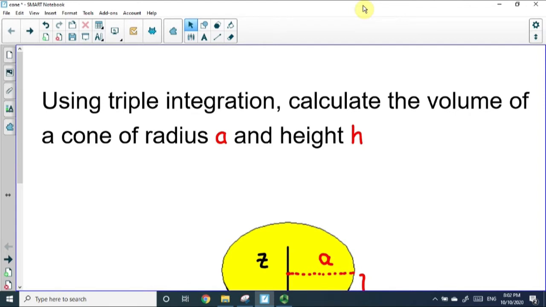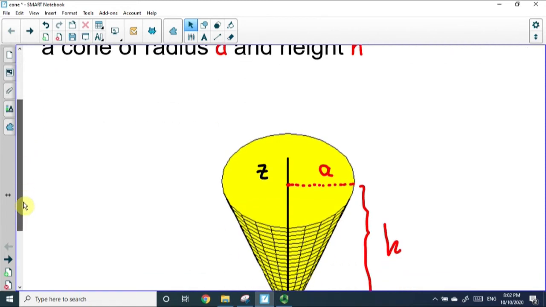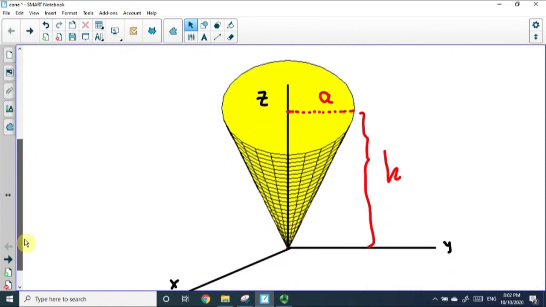Hello. In this video, we will discuss triple integration through an example. The example says, calculate the volume of a cone of radius A and height h. Let's draw a cone, a general cone. This is a cone of height h and radius A.